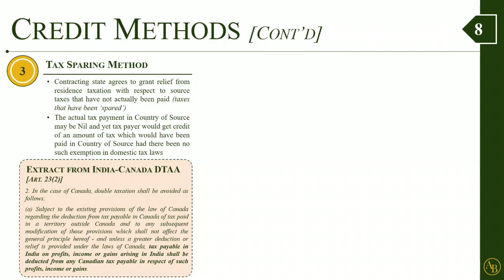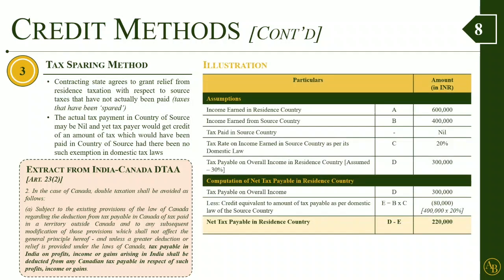So we may find an example of such a method under the India Canada TAA. You can go through this particular clause of that article to find that extract. If you just see the last lines of this entire statement, that is, the tax payable in India on profits, incomes or gains arising in India shall be deducted from any Canadian tax payable in respect of such profits or income or gains. If you read this extract, it says that even though no tax has been paid in India, still a Canadian taxpayer may get credit at the rate of taxes which he would have paid in India on that particular income. We'll see an illustration to understand this.